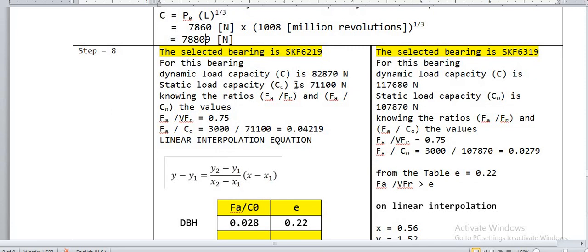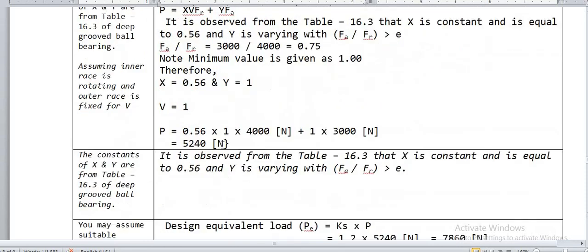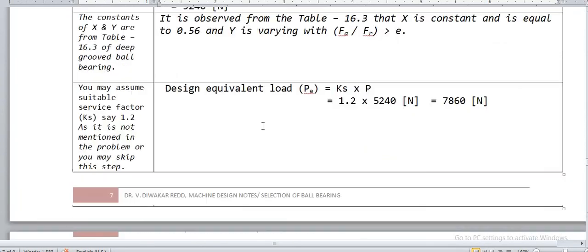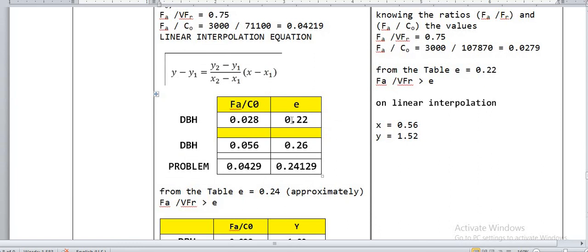Once the dynamic load capacity and static load capacity are noted down from the data handbook, knowing that, we have to calculate the FA by FR and FA by C naught values. Earlier, for the calculation, the C naught value was not available. Therefore for the initial iteration, X equal to 0.56 and Y equal to 1 was considered. Now this Y value has to be refined, so the corrected value has to be given.